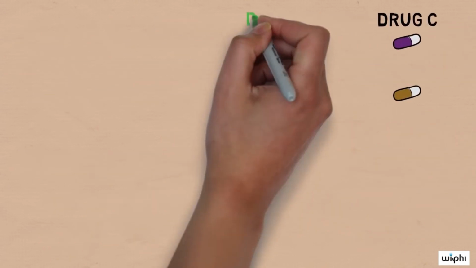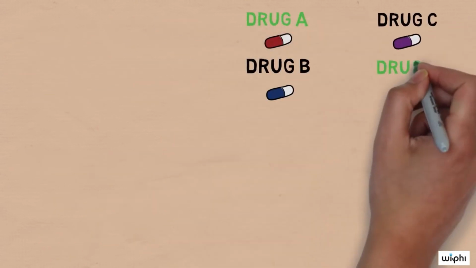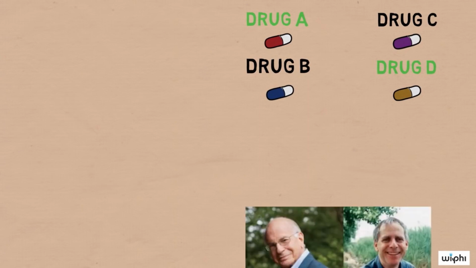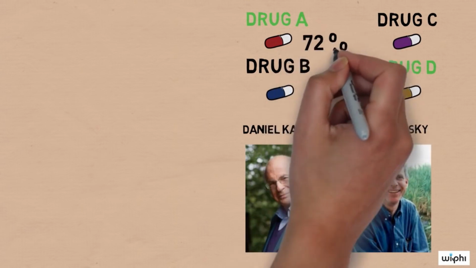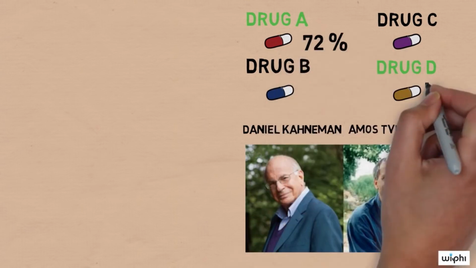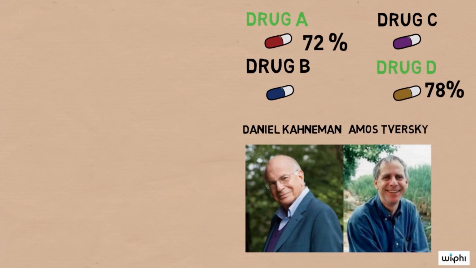If you picked drug A in the first scenario and drug D in the second, you're not alone. When behavioral economists Danny Kahneman and Amos Tversky gave these scenarios to college students, 72% of people said that drug A was better than B, and 78% of people said that drug D was better than C.